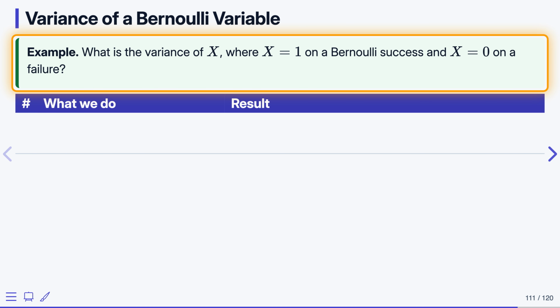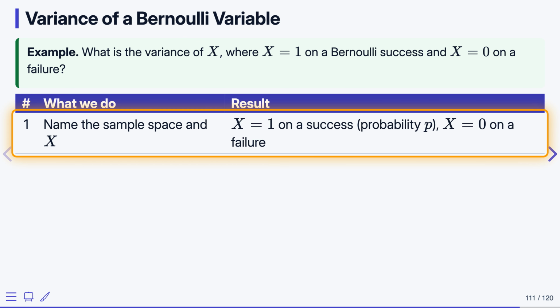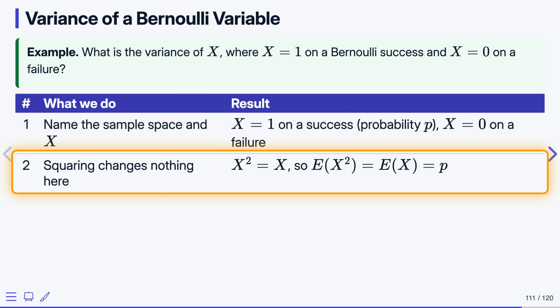What is the variance of a Bernoulli variable? X is 1 on a success and 0 on a failure. Step 1. Success has probability p, so the expected value of x is p. Step 2. This is the trick. The variable is only ever 0 or 1. 0 squared is 0, and 1 squared is 1. So x squared is the very same variable as x. That means the expected value of x squared is also p. Now we have both pieces the shortcut needs.